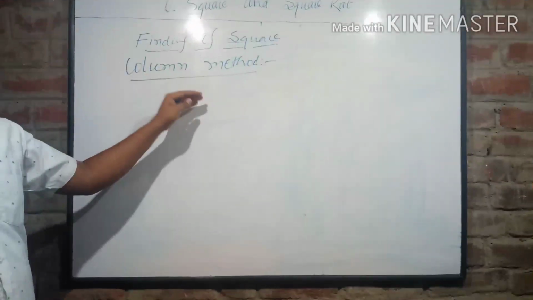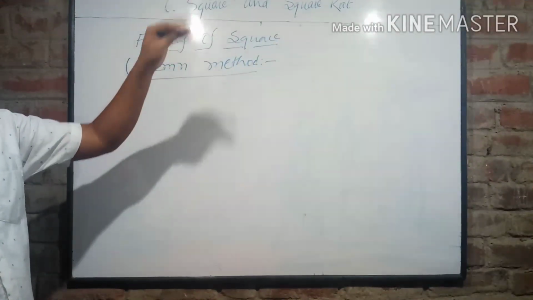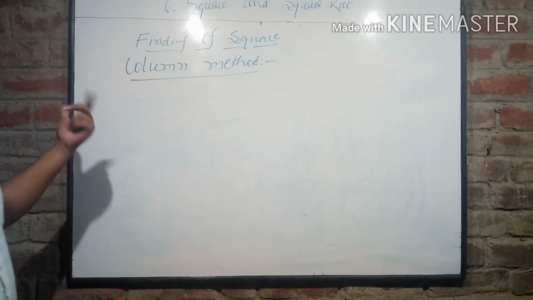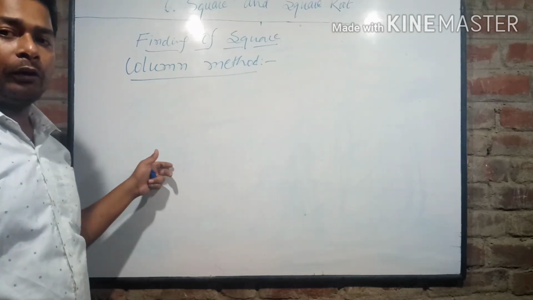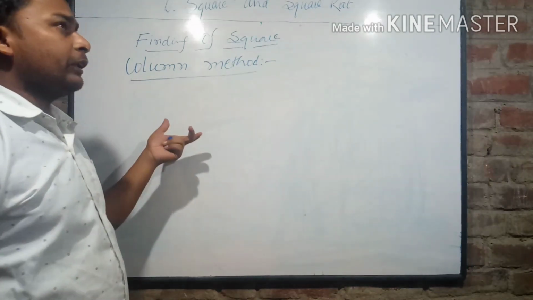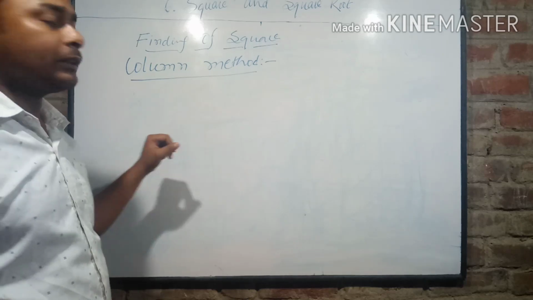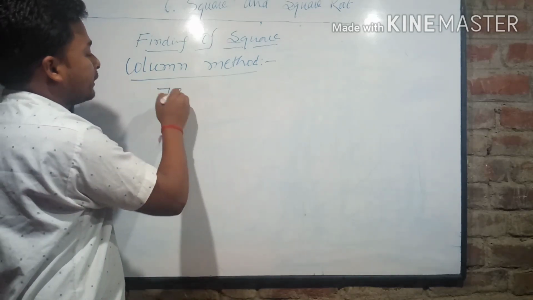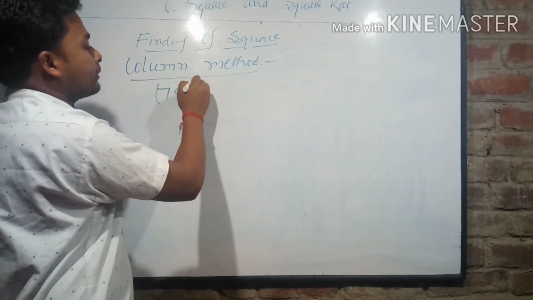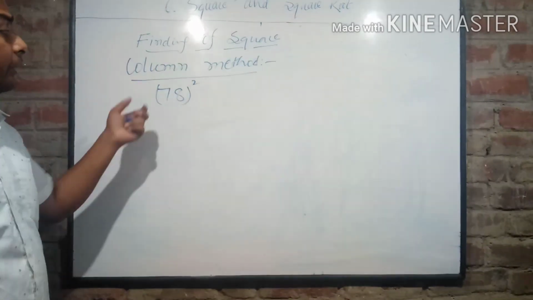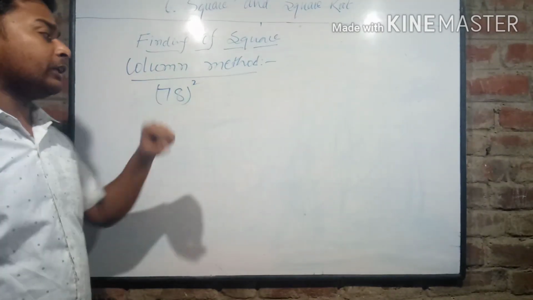Study about the column method to find the square of any number. Suppose we take the example of 78 square. We have already taken numbers in the 50s earlier. Here 7 is your A and 8 is your B.